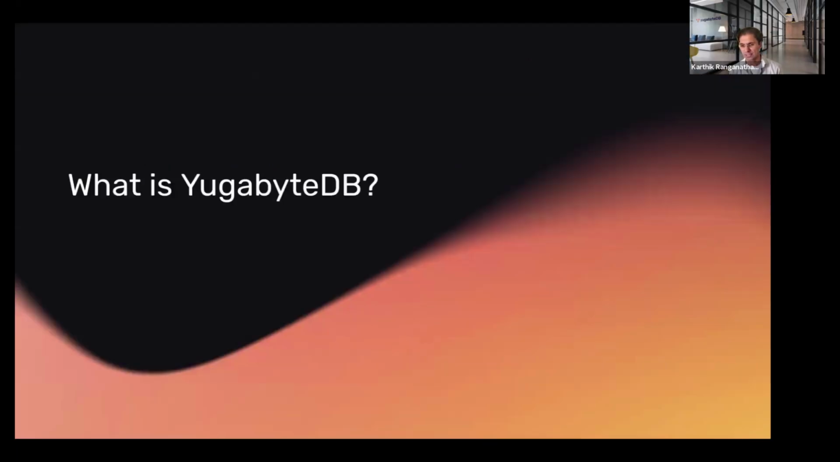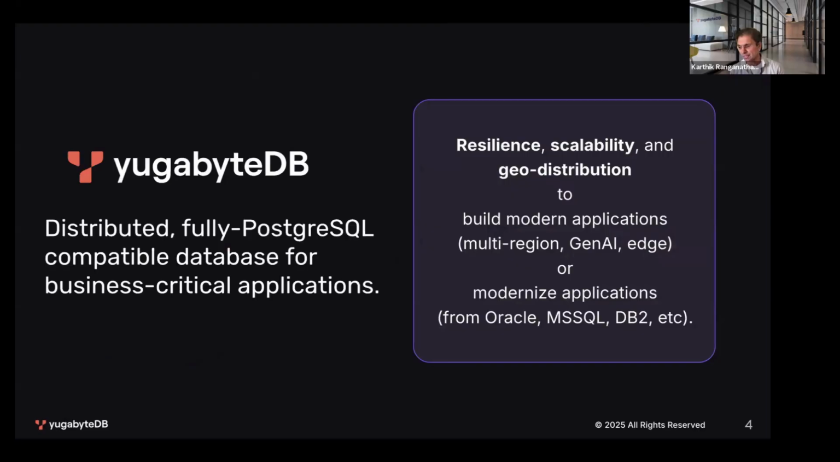We look at a few of these things, right? So what are we really? As I said, a distributed, fully Postgres compatible database. We're built for business critical applications, right? And we focus on bringing resilience, scalability, and geo-distribution or multi-region deployments to Postgres. And this helps people build modern applications. You can think of multi-region, GenAI, Edge, these types of applications, or to modernize their existing applications that are high value but want to come into the cloud native world.